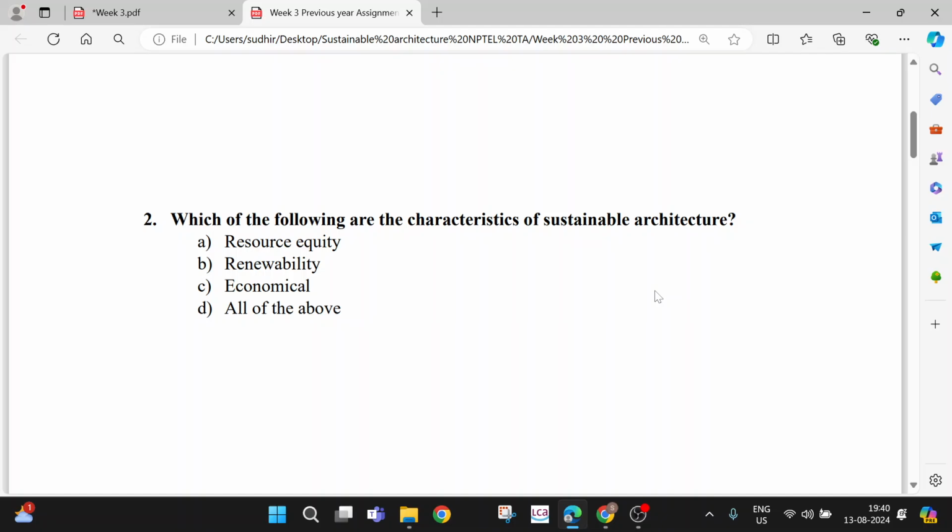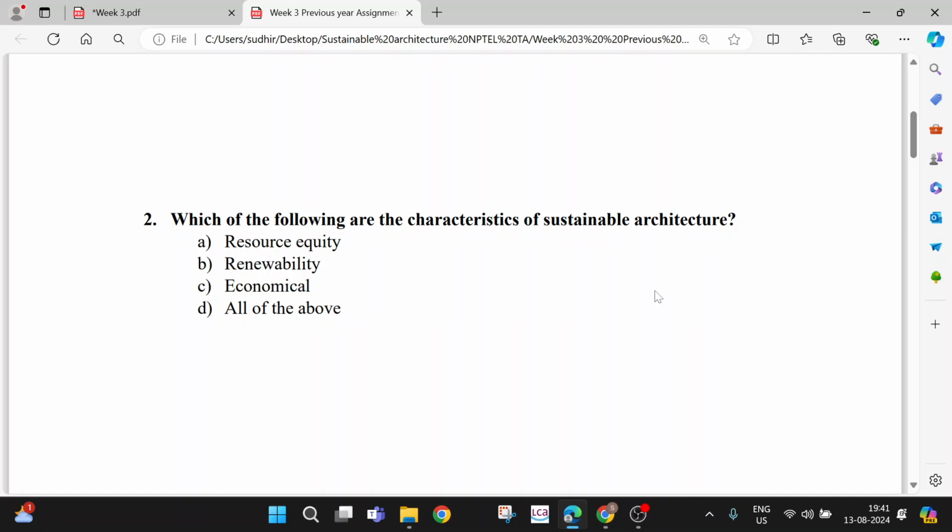Option D, sir. Option D, all of the above. Yes, all of the characteristics of sustainable architecture. So I think everybody is fine with option D.